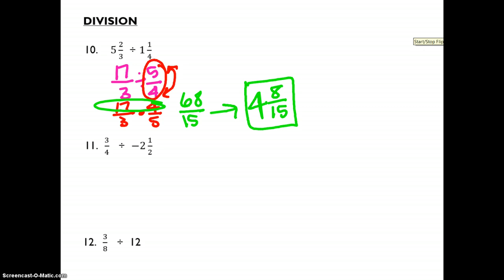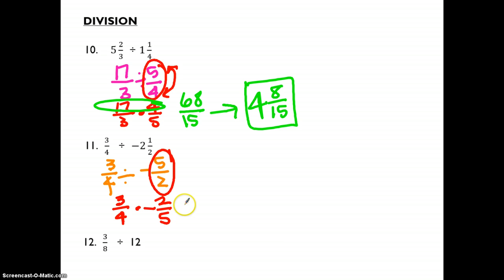Next one, I need to change the second number into an improper fraction. So I have 3/4 divided by negative 5 over 2, which then I can keep this first one the same, which is 3/4. Multiply it by the reciprocal of this, which is negative 2 over 5. And then this one I can cross cancel, so this becomes a 1, this becomes a 2, and I'm left with negative 3/10.